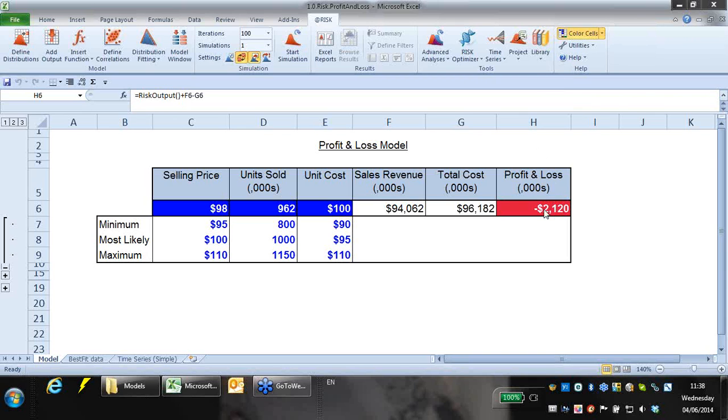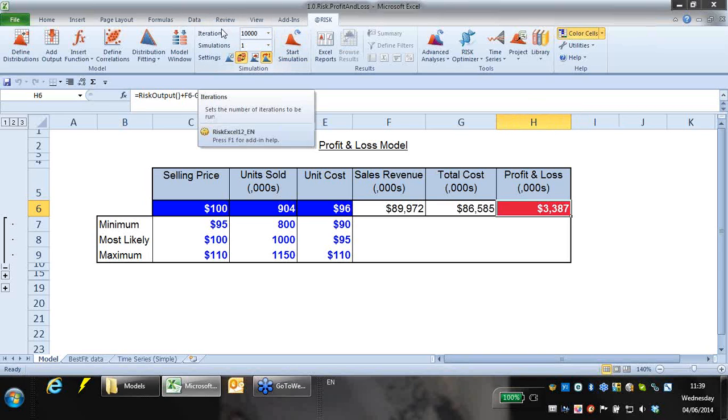So as I was saying, this is the metric which we particularly want to see what happens. Because all these inputs change, each time I press F9 the profitability changes, sometimes positive, sometimes negative. So I'm going to ask @RISK to show me what happens in 10,000 different scenarios. We run a simulation, but that simulation is made up of a number of iterations. Each iteration is one of those samples, so each time I press F9, that's the equivalent of one iteration.